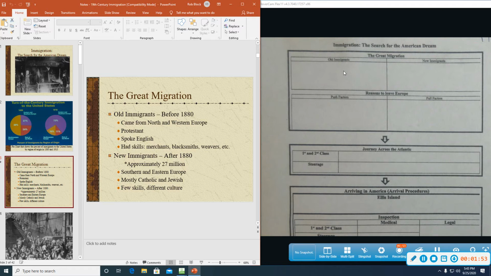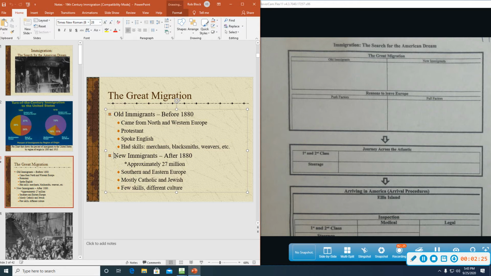In old immigrants, that's like the people from the colony days all the way to 1880, and then the new immigrants, people coming from Southern and Eastern Europe. Old immigrants before 1880 came from North and Western Europe. They were Protestant, which means they're Christian, but they're not Catholic. They spoke English. They had skills such as being merchants, blacksmiths, and weavers. And they were more likely to be educated.